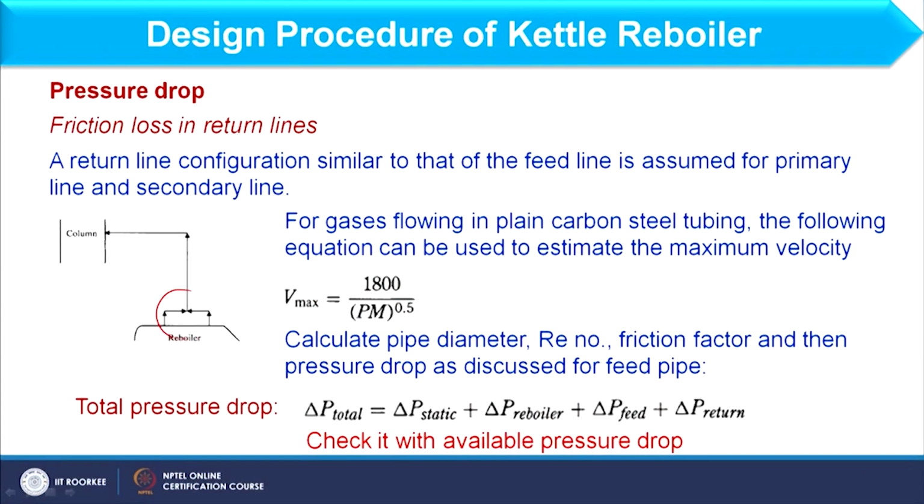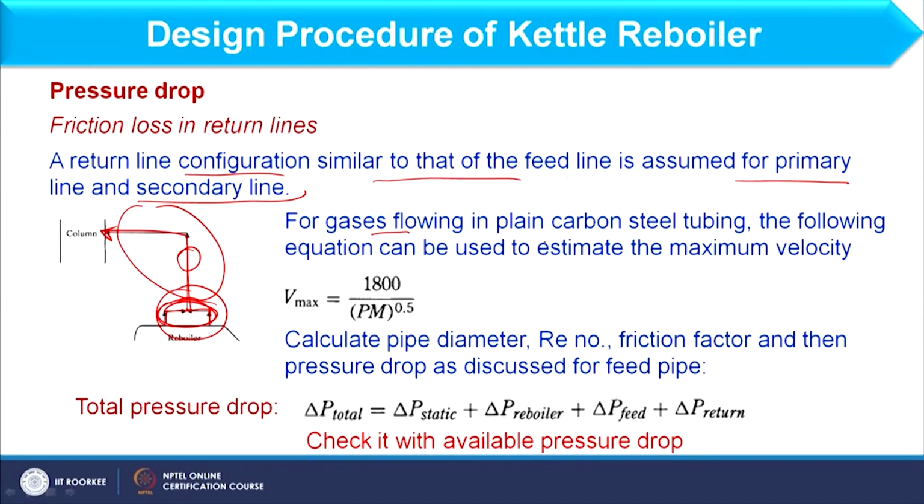As far as the return line is concerned, again we have the nozzle from which vapor exits and it combinedly enters into the column. So, this is basically the return line. The return line configuration is similar to that of the feed line, consider primary as well as secondary line. So, this is basically the secondary line and this is the primary line. In this case, we have gases, not liquid. On the feed side we consider liquid only, but in the return line we should consider gas only.